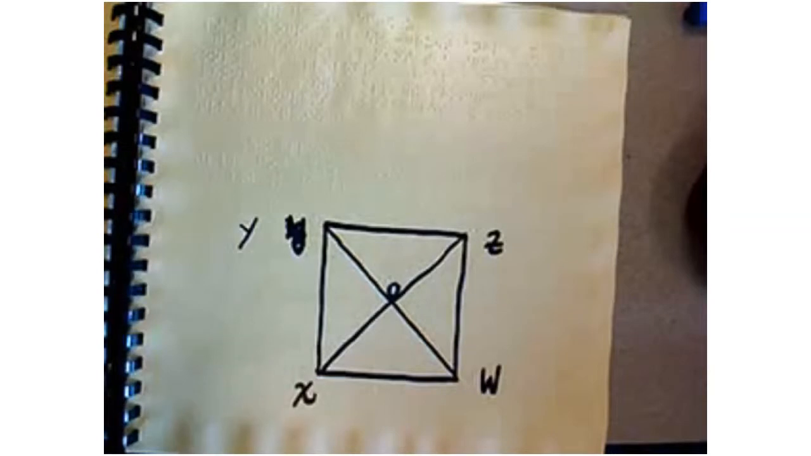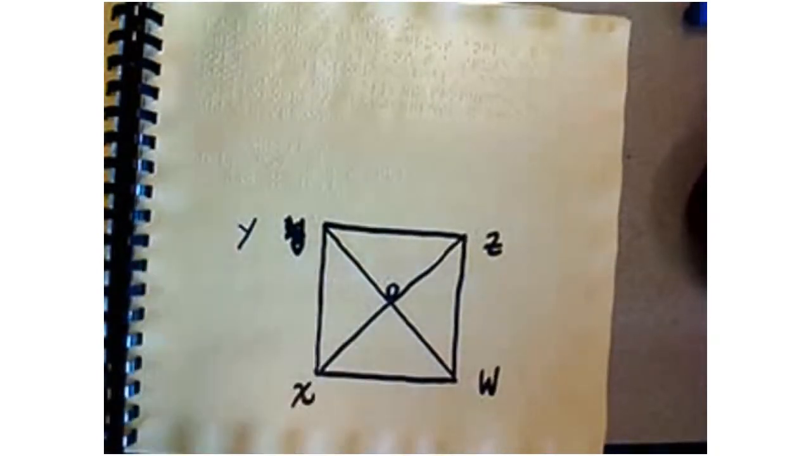So I just gave it away, didn't I? You're all chuckling. Okay, so YW is 14. We know that a square is a rectangle, so we get to use the rectangle theorem that diagonals of a rectangle are congruent. So if YW is 14, we know XZ is 14.